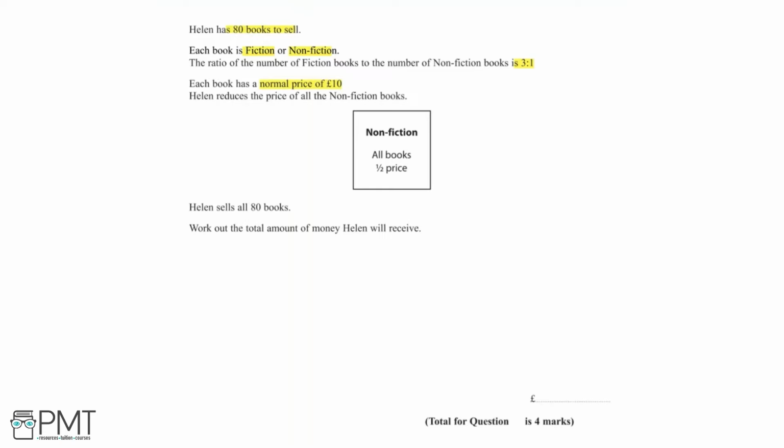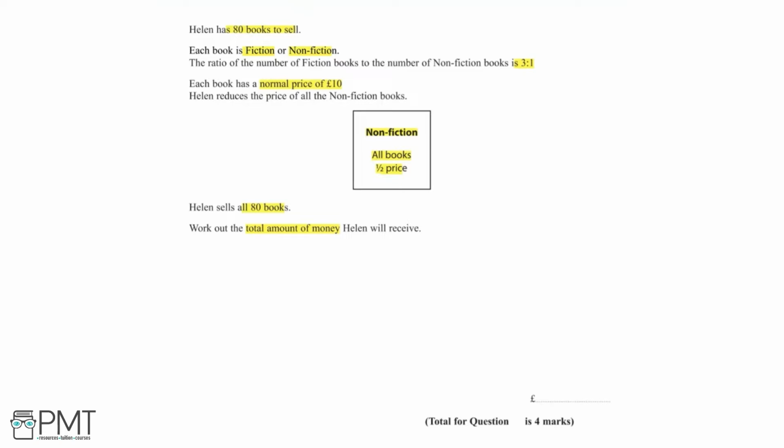Helen then reduces the price of all of the non-fiction books, and now all of the non-fiction books are half price. We're told that Helen sells all 80 books, and we need to work out the total amount of money that Helen will receive. Well, let's start by finding out the number of fiction books and the number of non-fiction books that Helen has.